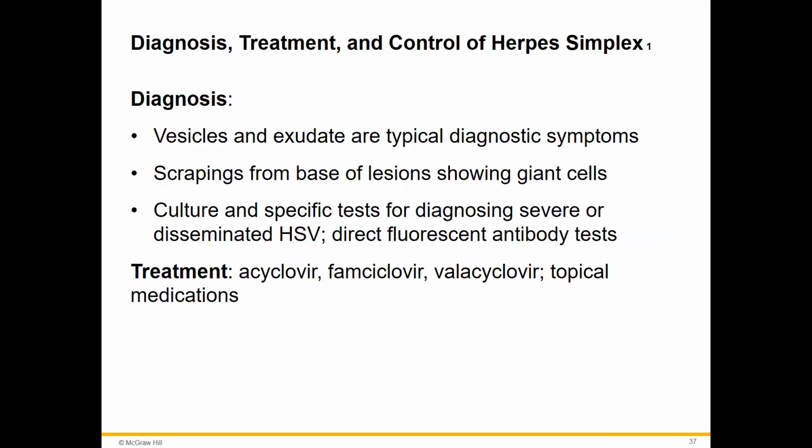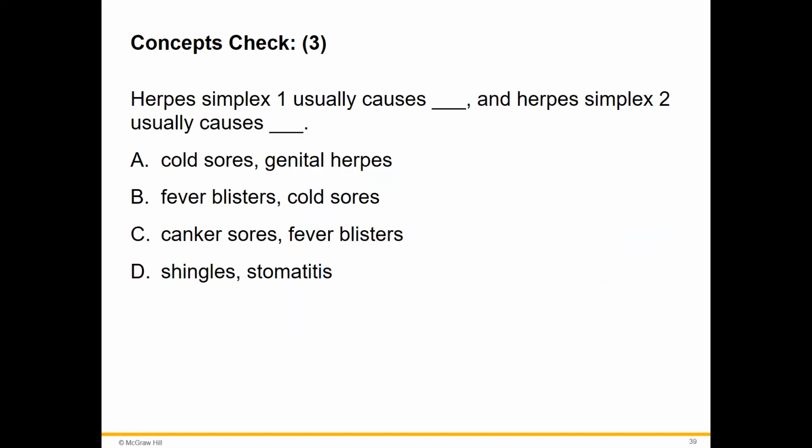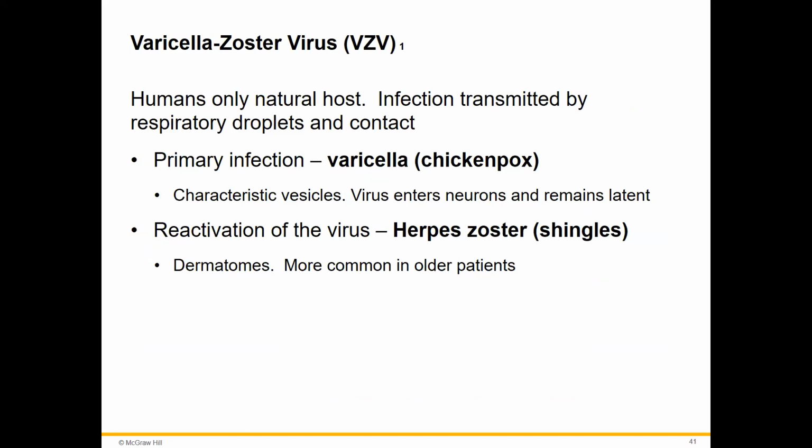Ouch. Okay, great. All right, typically HSV1 causes what and HSV2 causes what? Cold sores and genital herpes, although either could go either way. All right, our varicella zoster, our VZV, humans are the only natural host. This is transmitted via contact or respiratory droplets. We forget about droplets. They love to ask that about spread. So yes, respiratory droplets can spread chickenpox.